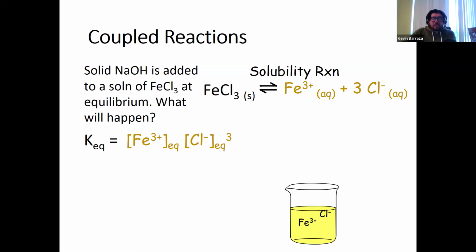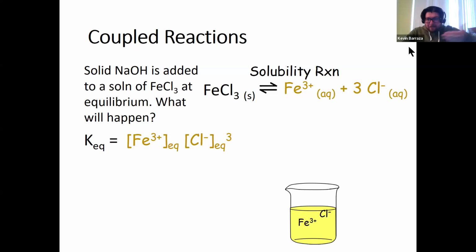So we have a solubility reaction. We have a solution of FeCl3 at equilibrium, and we've written its equilibrium constant to help us figure out what's going to go on. And it says, suddenly we're going to add solid NaOH to the solution. And again, we might say, oh, but it's a solid. Solids don't count. We say, oh, hold on. It's NaOH. NaOH isn't in this reaction we just wrote. It doesn't count. You say, whoa, hold on. Yeah. Yep, you got it.